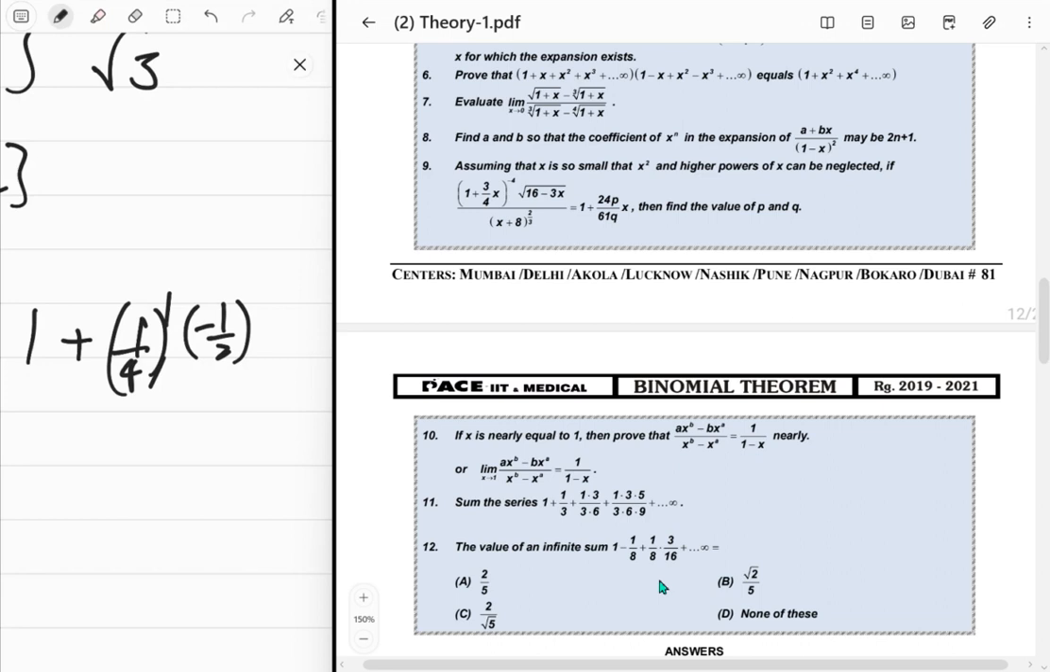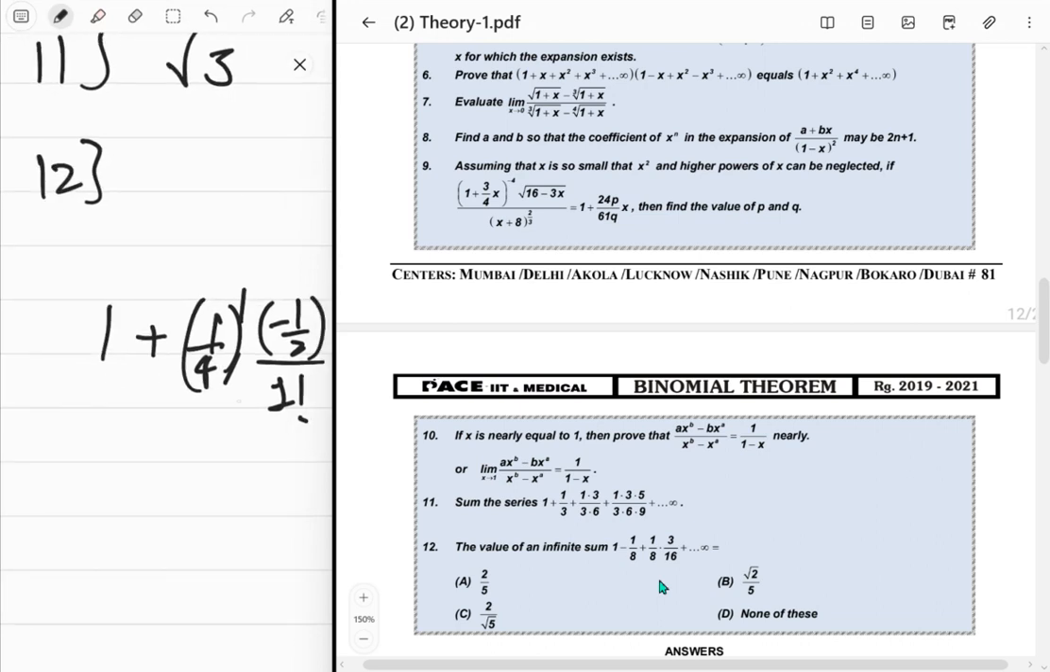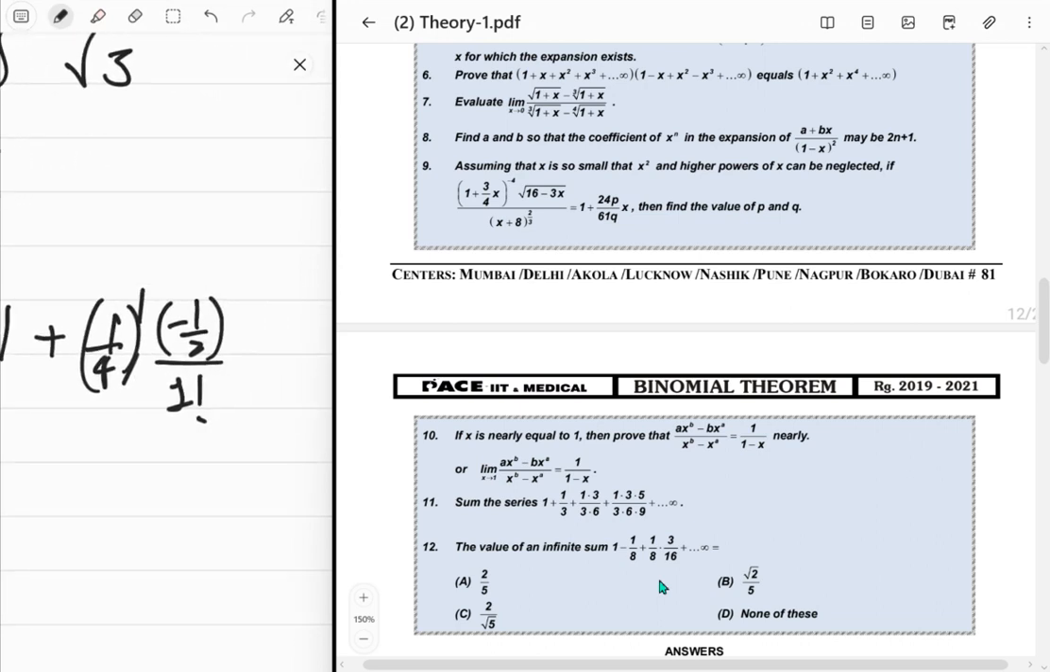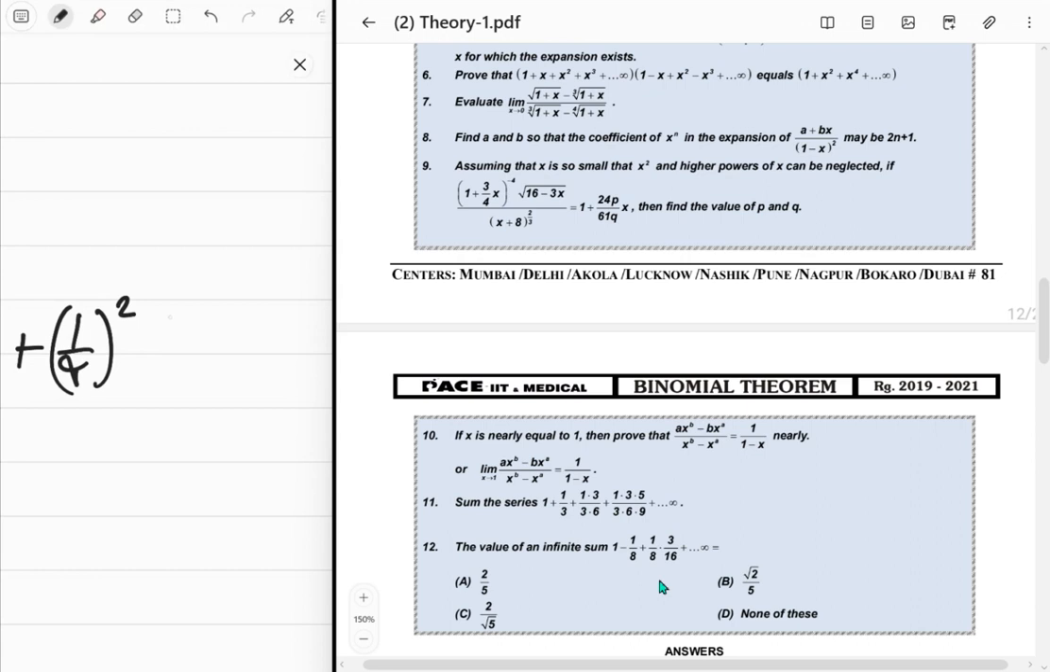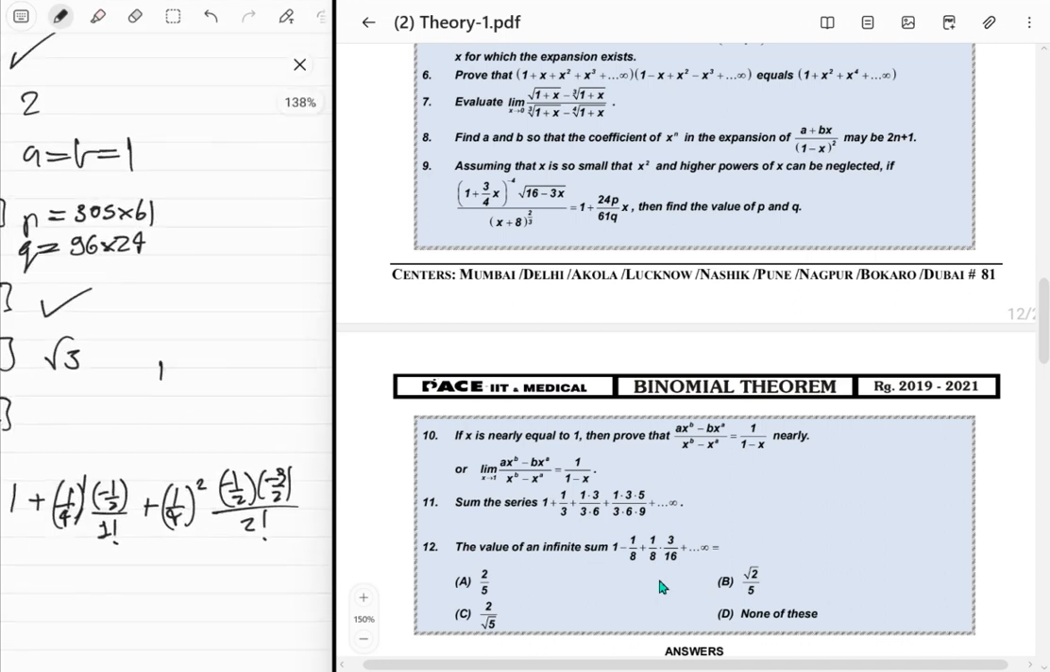So negative 1 upon 2 and that upon 1 factorial. This was 0 factorial, that's 1 factorial. It works out. Okay, the next term is just 1 upon 4 power 2, and we got negative 1 upon 2 into negative 3 upon 2 and that upon 2 factorial. That should do it, and so on. Yes, so it's just 1 plus 1/4 to the power of negative 1 upon 2. So 5/4 to the power of negative 1 upon 2. That's like 4/5 to the square root of that, so 2 upon square root of 5. That's the answer.